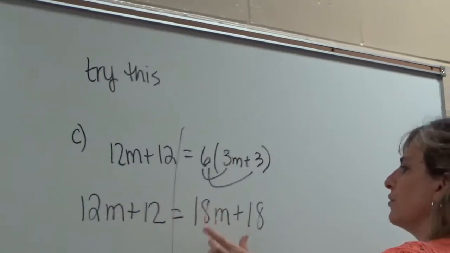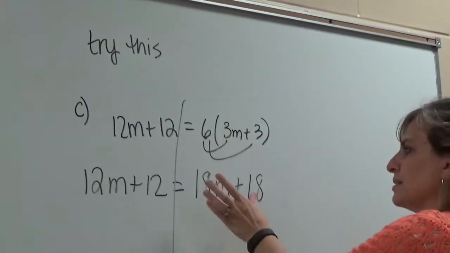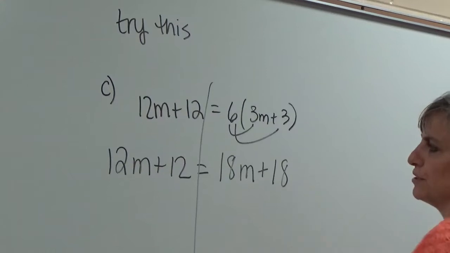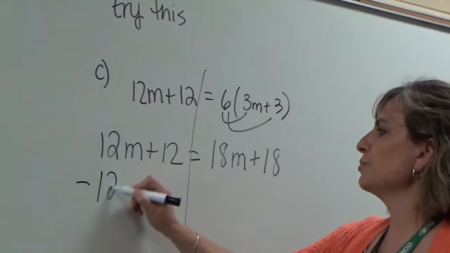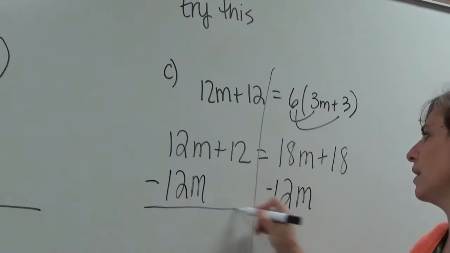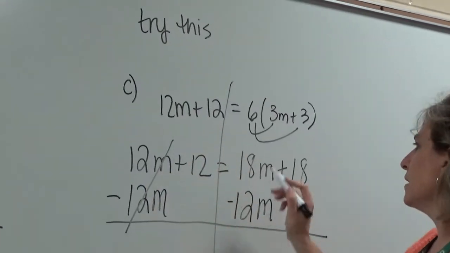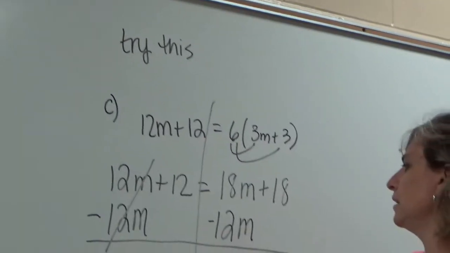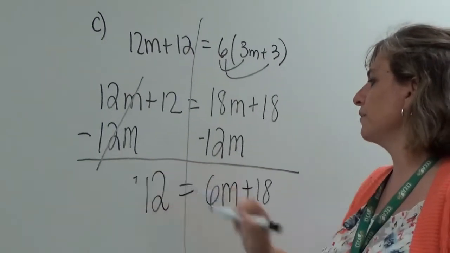If I bring the 12 over here, I will have a positive m. If I bring the 18 over here, I'm going to have a negative m. So I'm going to bring the 12 over. If I bring the 12 over, I have to subtract 12m, not just 12, on both sides. 18 minus 12 is 6m plus 18 equals positive 12.